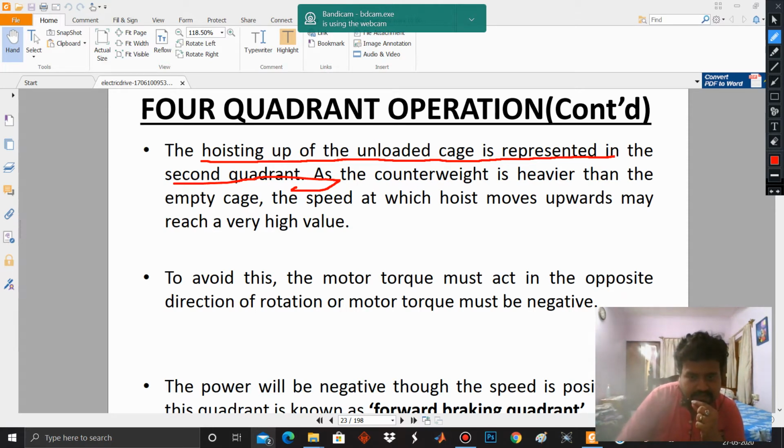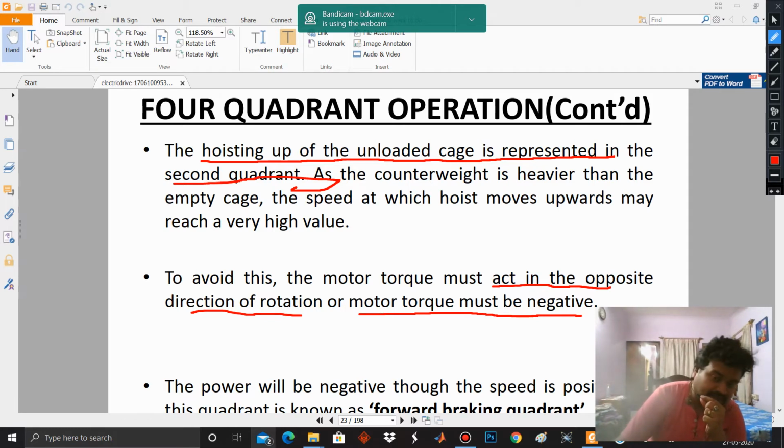To avoid this, the motor torque must act in the opposite direction of rotation, or the motor torque must be negative. That means the motor torque, which was positive in the first quadrant, now becomes negative. Initially it was in the anti-clockwise direction, now it has to change its direction and become clockwise. It was represented on the positive x-axis in the first quadrant, now it will shift to the negative x-axis. So the torque becomes negative.